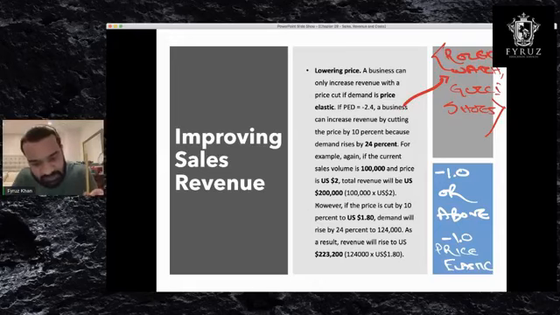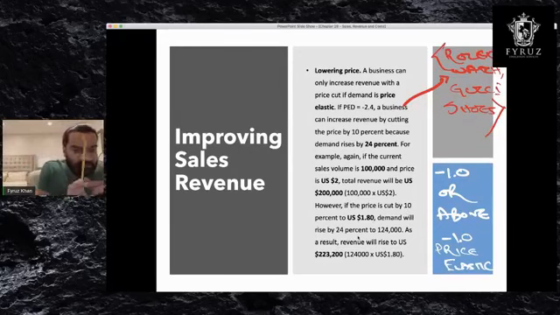That's $200,000. But if you decrease the price by 10%, the price of this pencil will be $1.80 instead of $2. My demand has increased because I have decreased the price. So instead of 100,000 units, I'm now selling 124,000 units. Why? Because demand has increased.